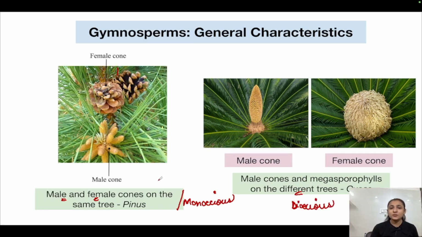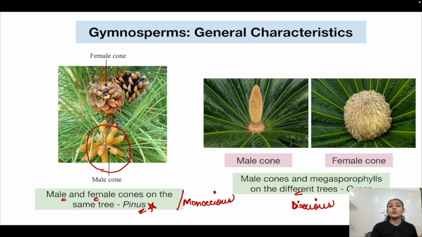Now in gymnosperms both kinds of conditions can be seen. Either male and female cones could be present on the same tree as seen in Pinus. Important example, please remember, present in NCERT and important from NEET point of view and for your CBSE exams as well. So if male and female cones are present on the same tree, we call that condition monoecious. As you can see in this image, this is the female cone, these are the male cones.